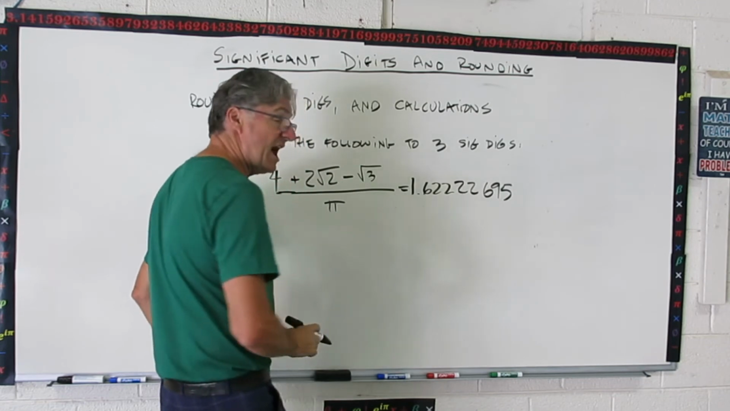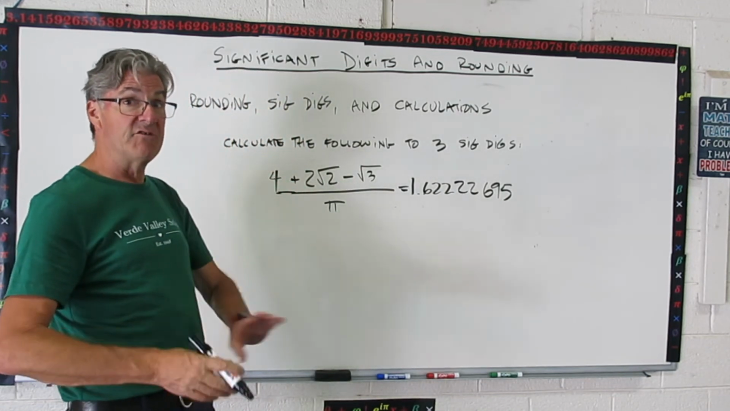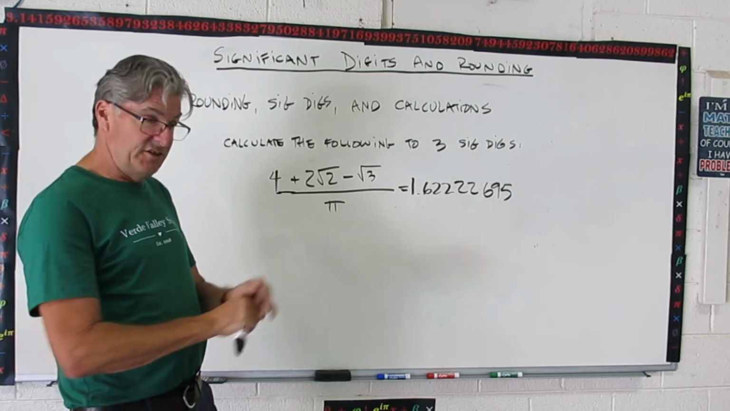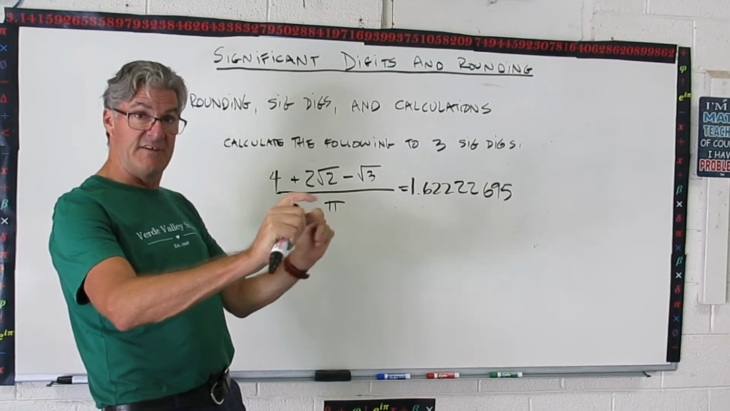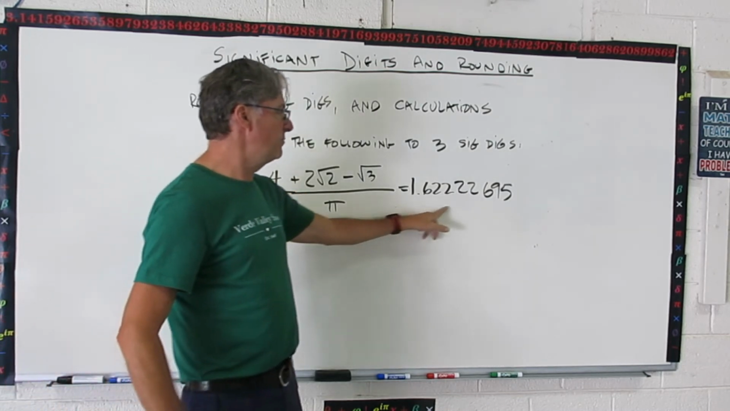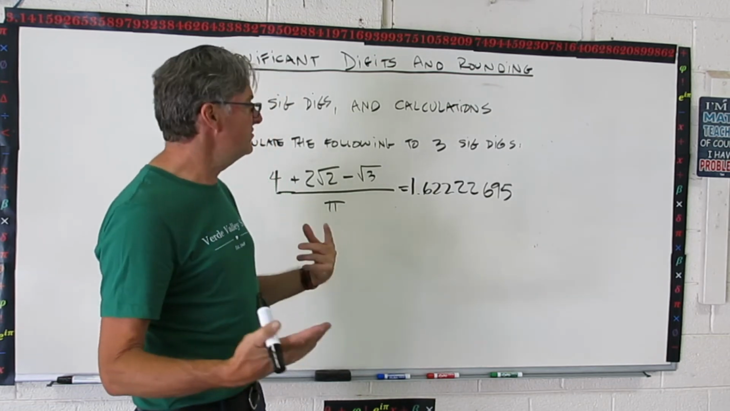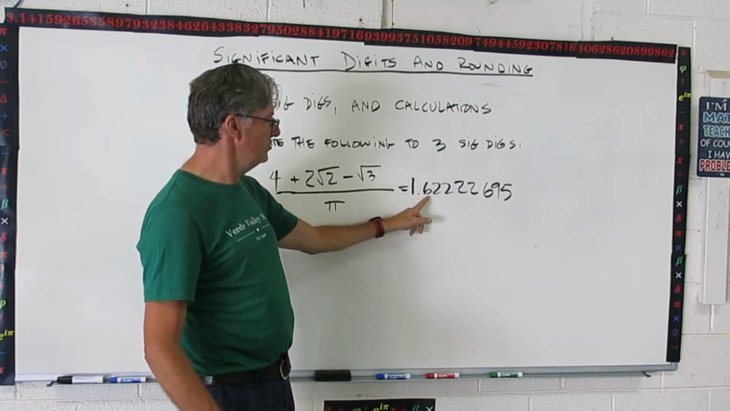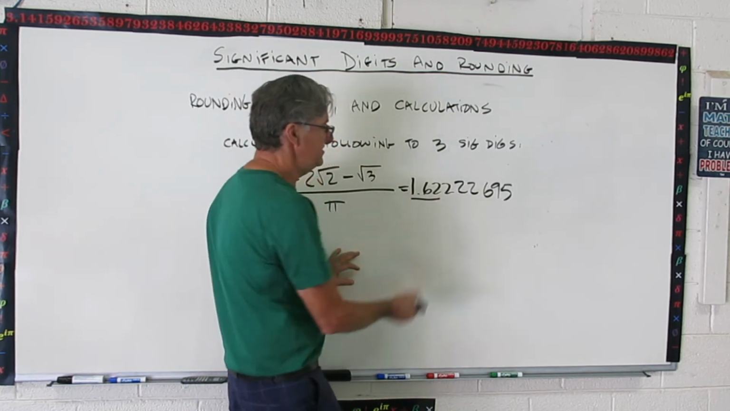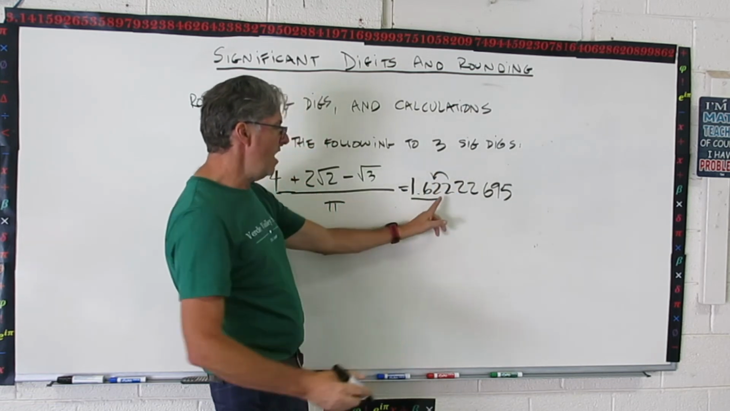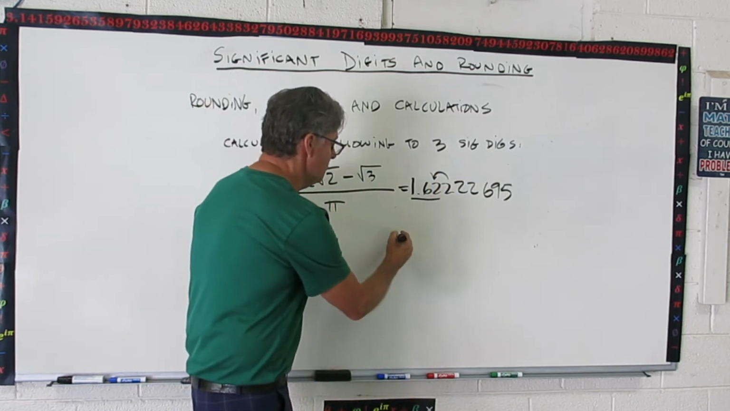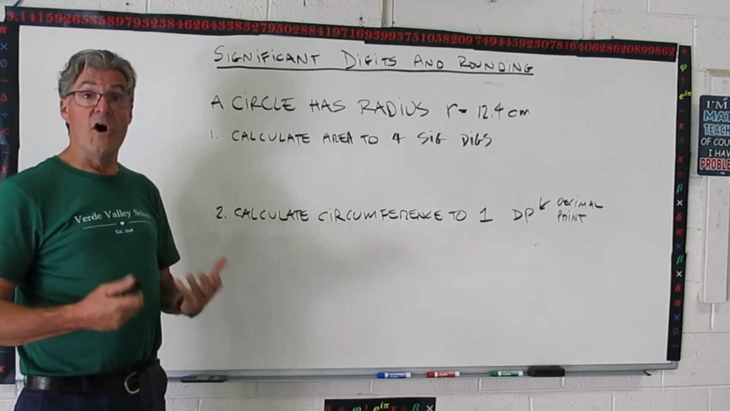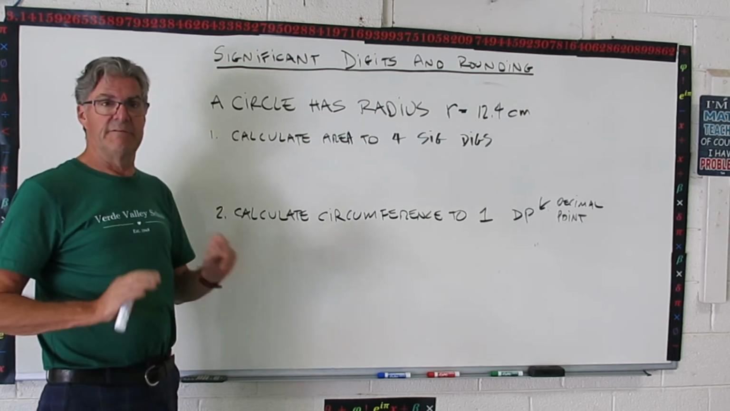1.622222695. Now that's what I get when I do the calculation without rounding along the way. So with the IB calculator, it's pretty easy to do that. You can just type it all in, it'll show you everything in there, and then you hit equals at the end, and that will give you this big long decimal. However, our instruction says to 3 significant digits. So we've got 1, 2, 3. There are our digits, and guess what? That 2 is not going to move that 2 up. So this is going to be rounded to 1.62, just like that.